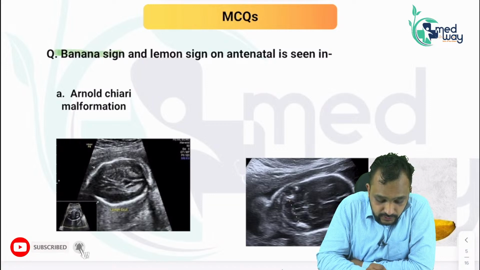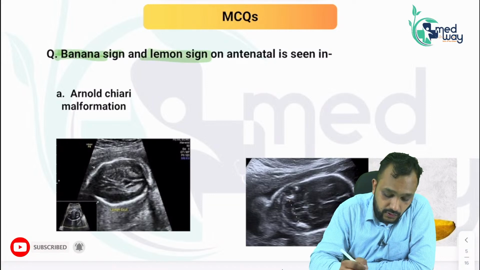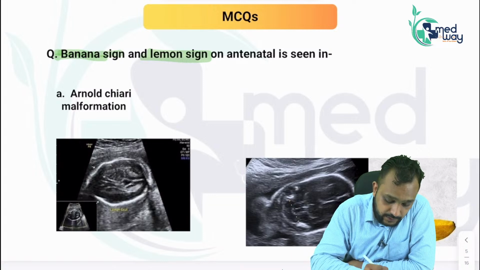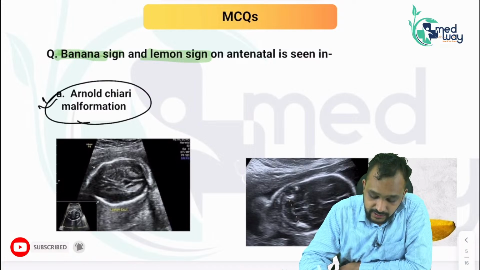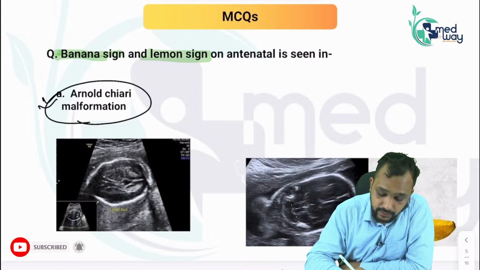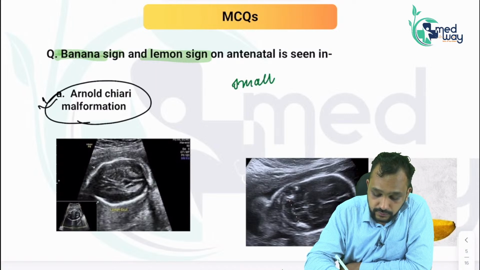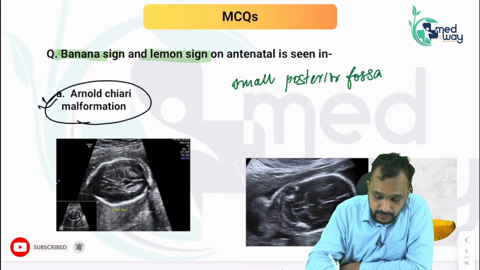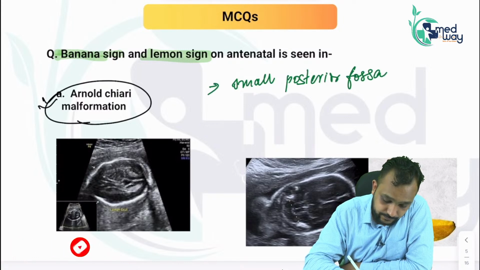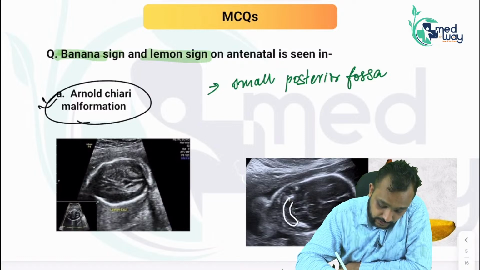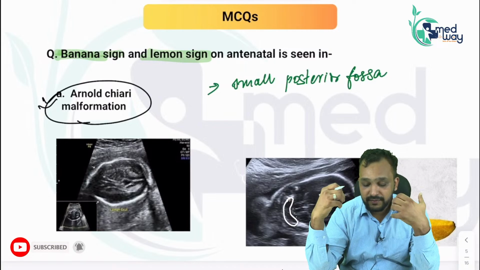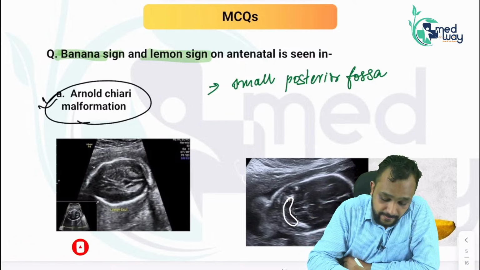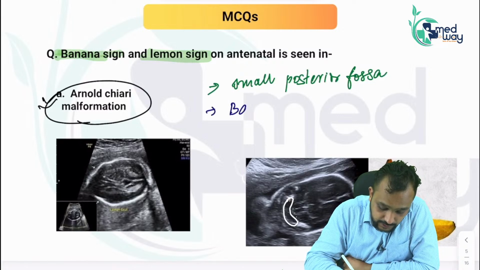again a very basic question: banana sign and lemon sign, okay? All these signs are seen in patients with Arnold-Chiari malformation, right? So what happens in Arnold-Chiari malformation? There is a small posterior fossa, right? Because of the small posterior fossa, the shape of the cerebellum is like that of a banana, right? The posterior fossa is small, your cerebellum is compressed, and it takes the shape of a banana. That is why this is known as banana sign.